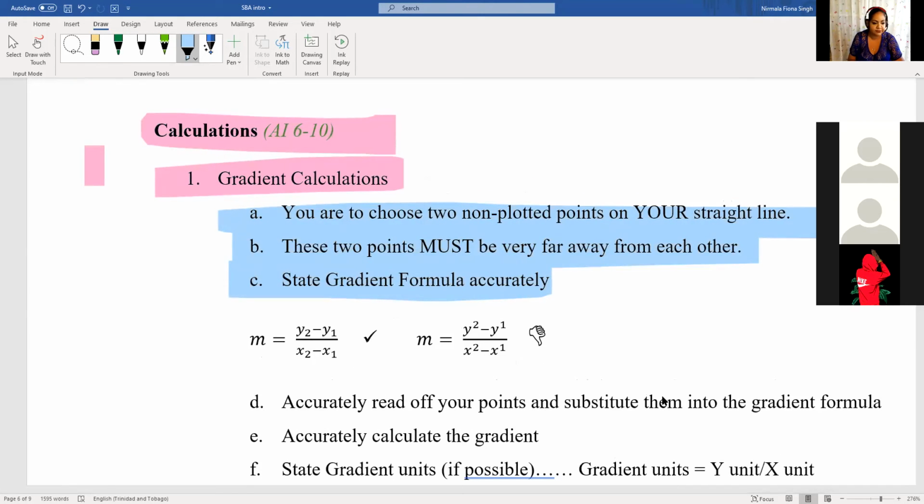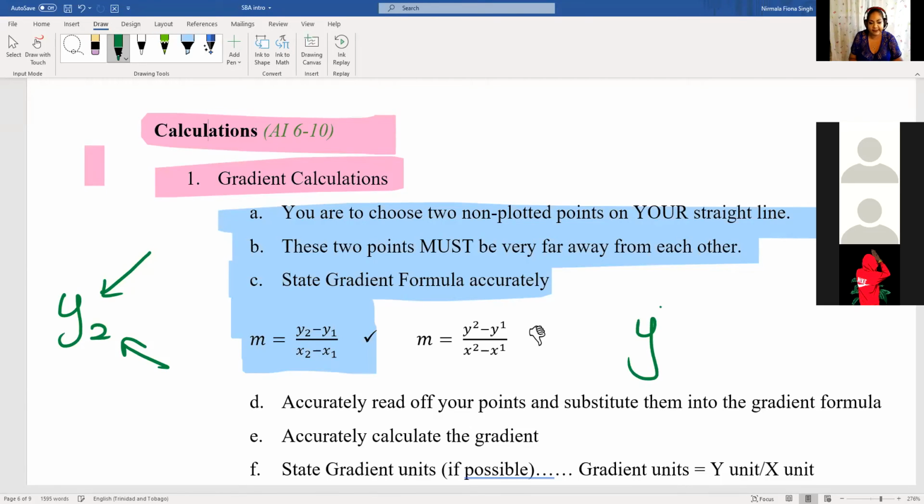You have to write this down properly, right? Y2 with a subscript 2 indicates this is Y and this is the second value. This is what we call labeling. Y squared means Y by Y. We're not doing Y by Y. We're taking Y1 and Y2.